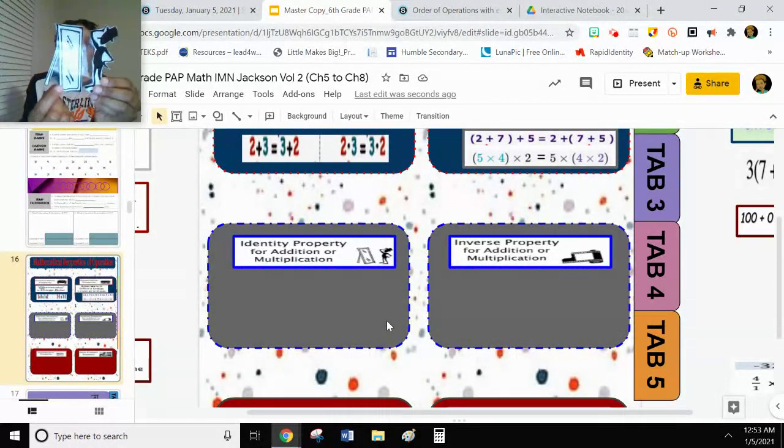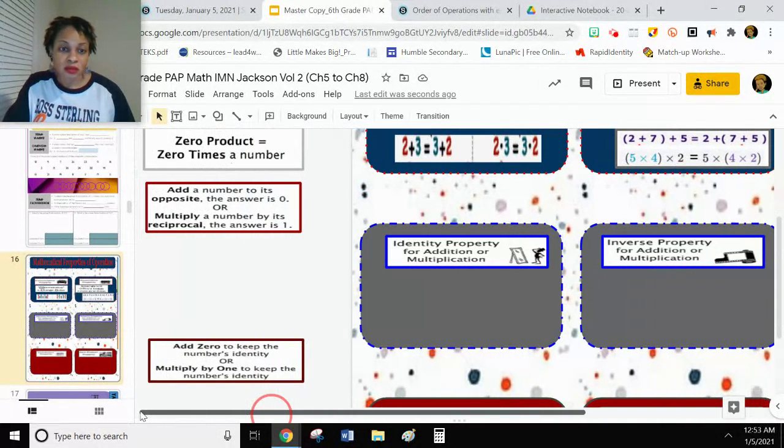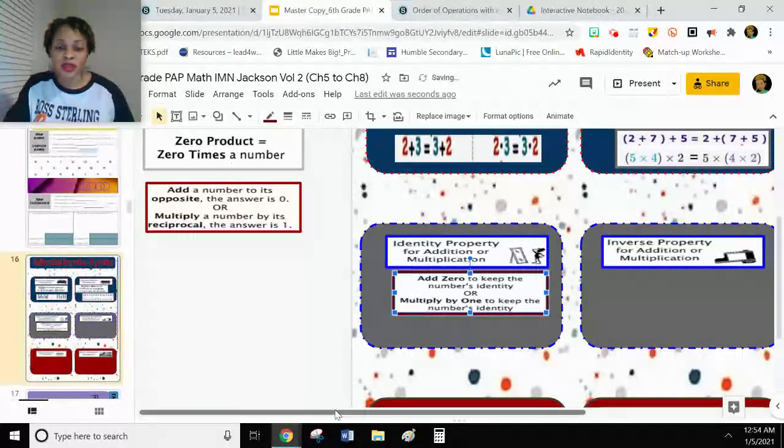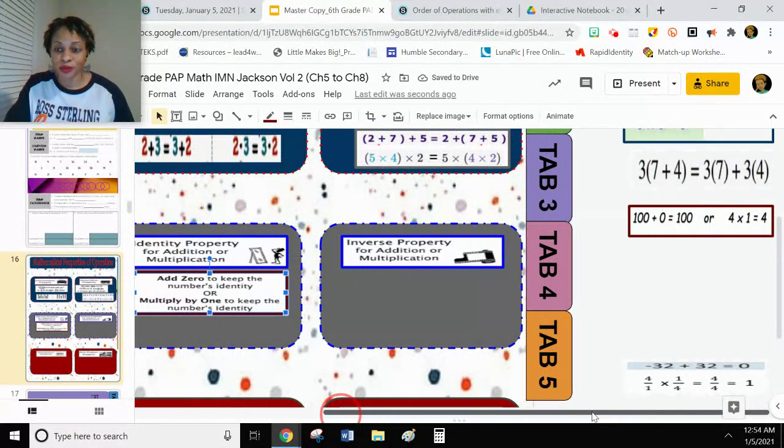So identity property, I can get a new haircut, I can get a new outfit, but when I look in the mirror, I still see myself. My identity is still the same, okay? Identity property. So add 0 to keep the number's identity or multiply by 1. So this goes there. And what does that look like in numerical form?